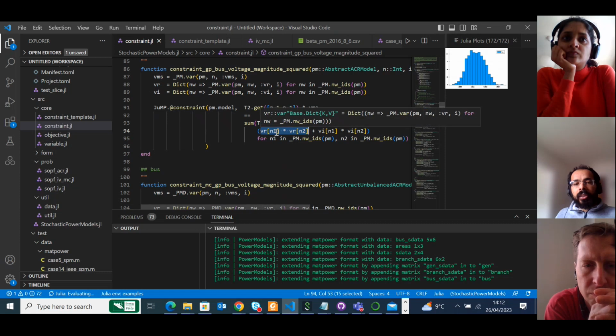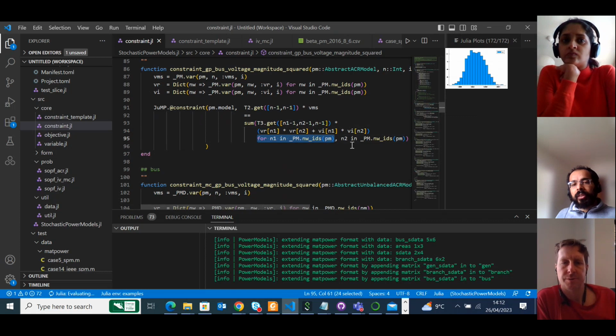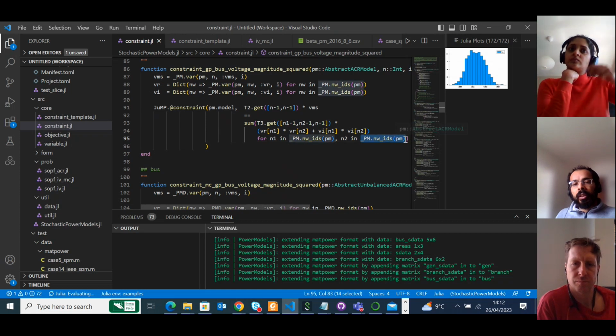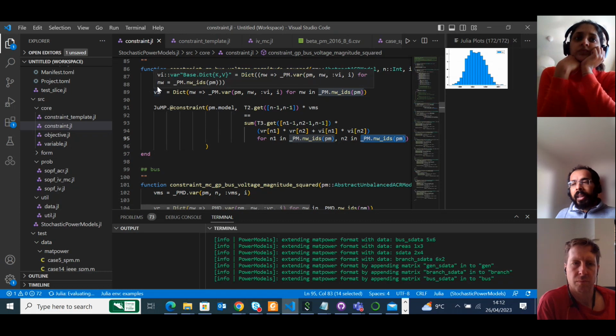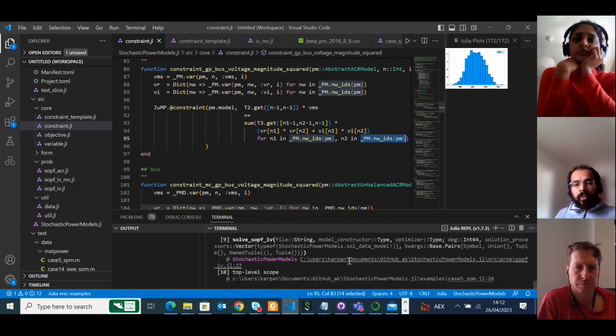So you have BR square plus BI square. Now you implement it as a product of BR N1 into BR N2 plus BI N1 into BI N2 for all those coefficients. So basically for all K. So this creates all those coefficients for BR and BI, and we take the tensor products over there.